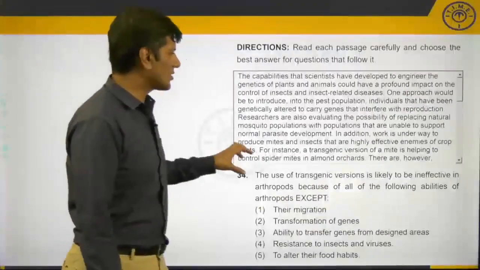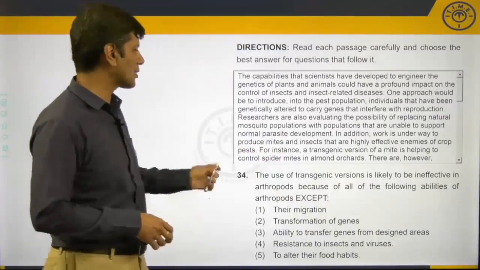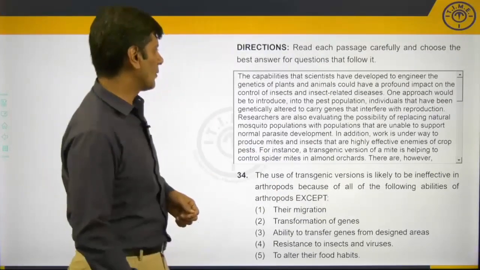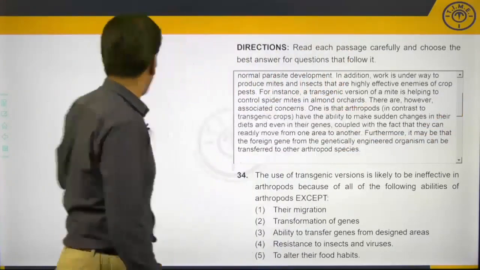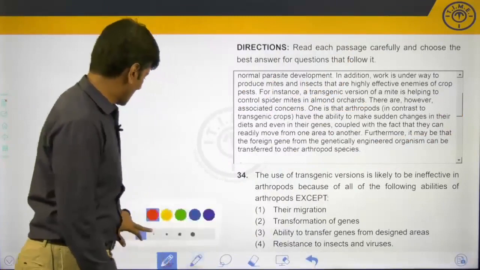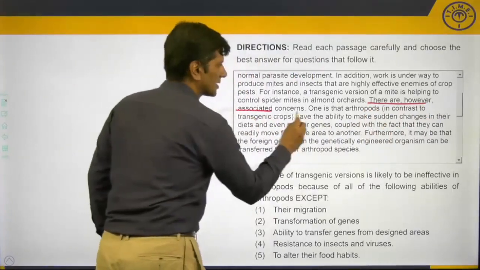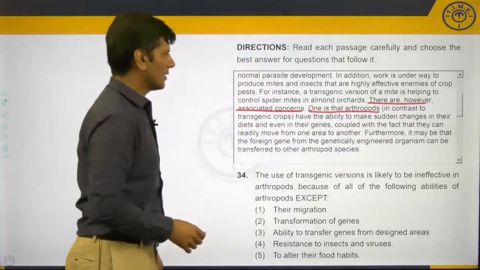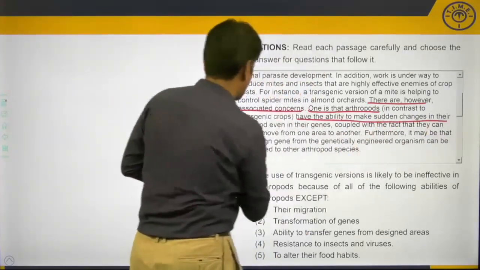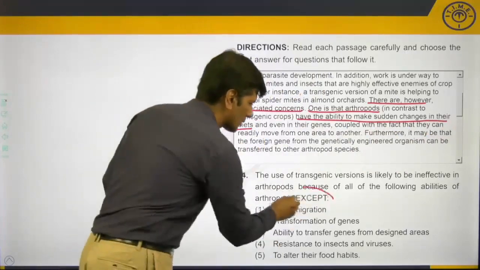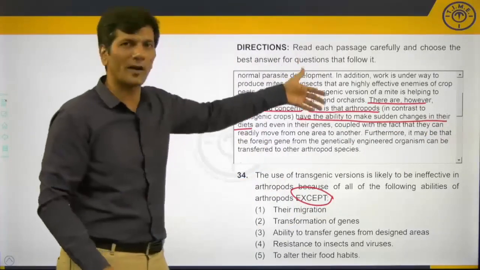34. The use of transgenic versions is likely to be ineffective in arthropods because of all of the following abilities of arthropods except what? Now, where do we have this case of arthropods? Here, in this part of your context, where we are talking of arthropods. There are associated concerns. One is that arthropods, in contrast to transgenic crops, have the ability to make sudden changes in their diets. So, is that given? This is a typical case of an except specific detail question. It doesn't require us to really think, just match it with the context and see what's there and what's not there.